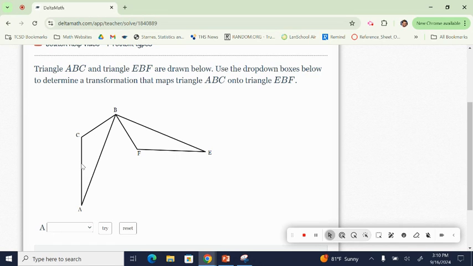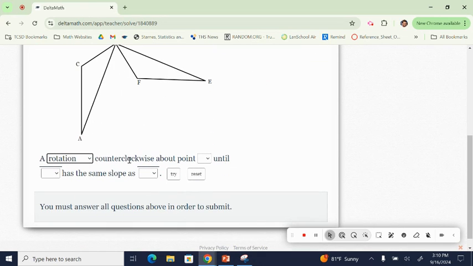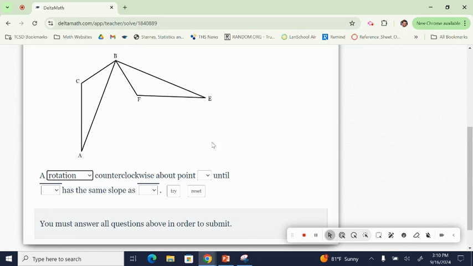I hope you can see that we need to turn this triangle ABC to fit it onto triangle EBF. And it looks like point B, notice it's used both times. Point B is going to be that rotational point, that center of rotation. So I believe it's going to be a rotation. Okay, so it says counterclockwise about a point. So again, I think B is going to be my point.